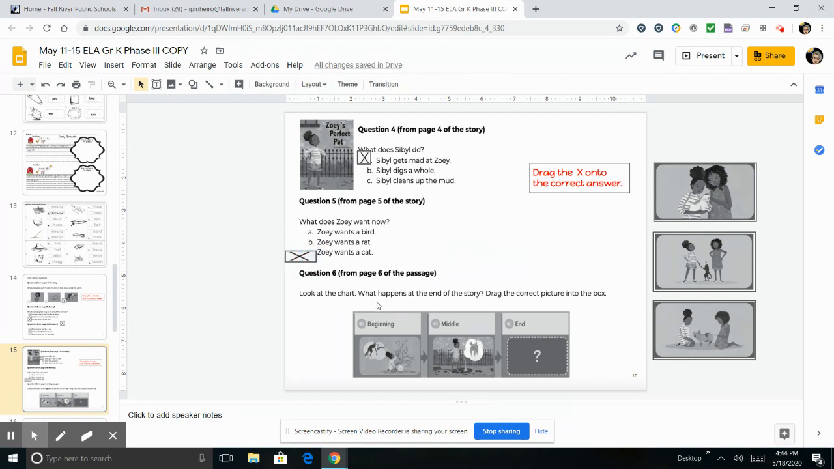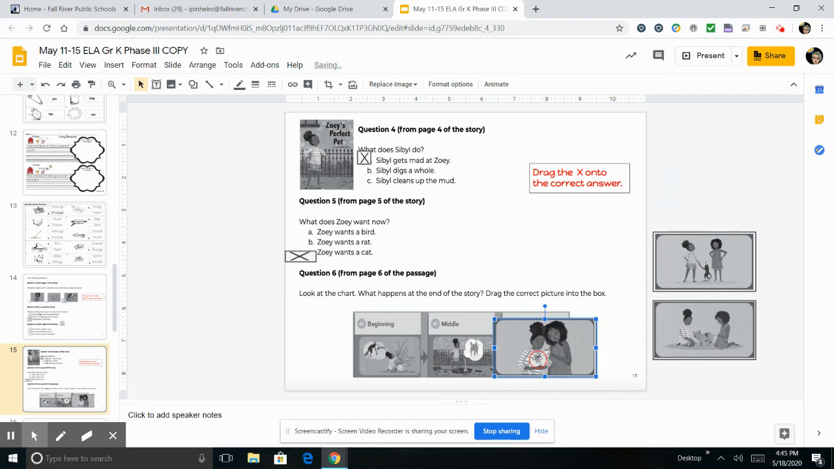And then it says, look at the chart. What happens at the end of the story? Drag the correct picture into the box. So at the beginning of the story, Zoe wanted a monkey for a pet. In the middle of the story, she thought she could have a pig. But at the end of the story, what happens? Does she get a cat? Does she get a monkey? Or does she get a pig? She got a cat at the end. So we're going to take this picture and put it right there for the end of the story. Let's go to the next page.